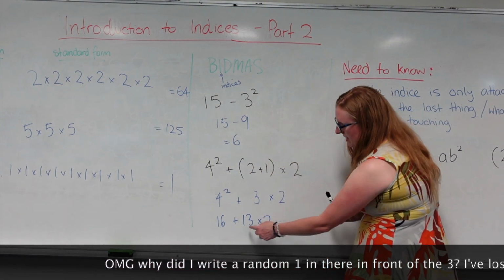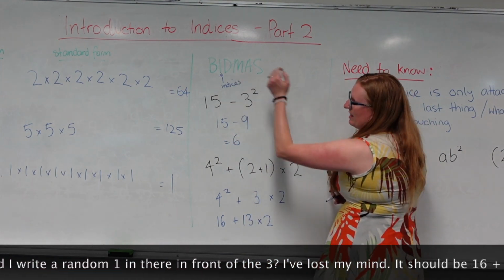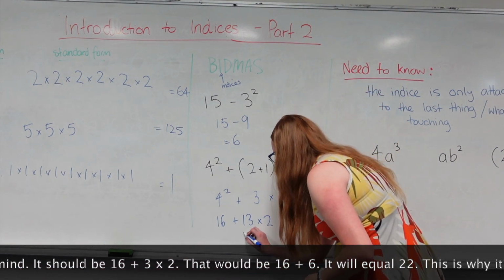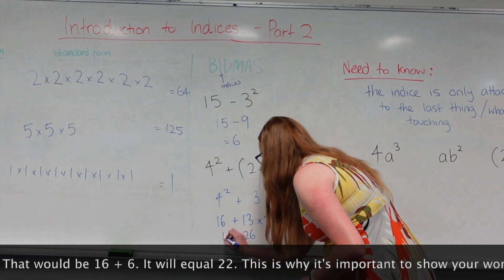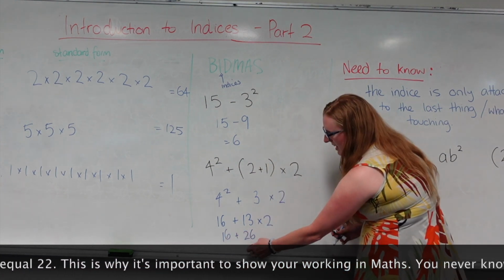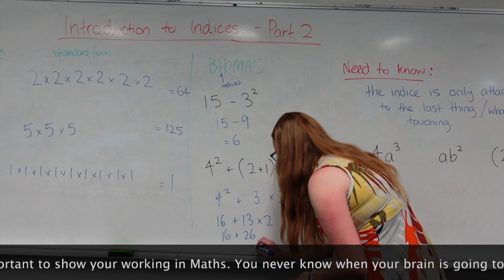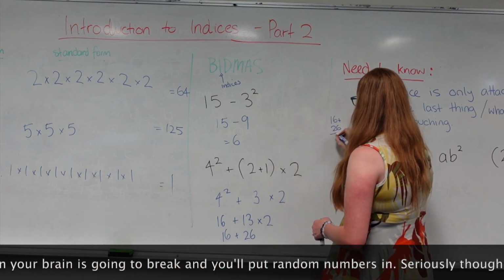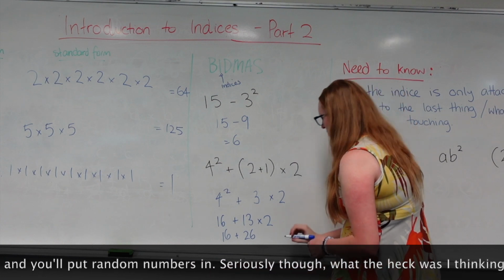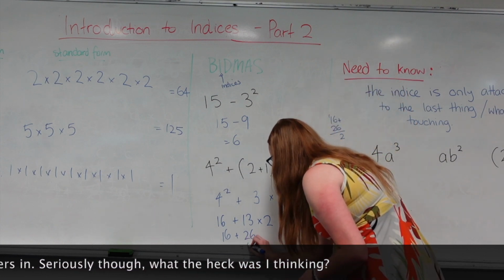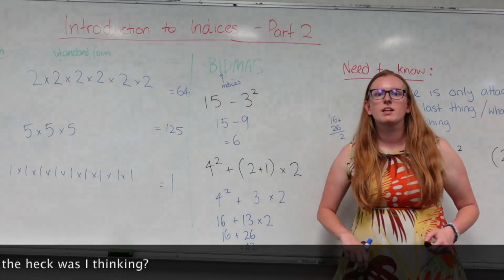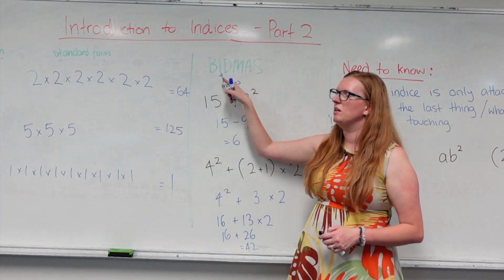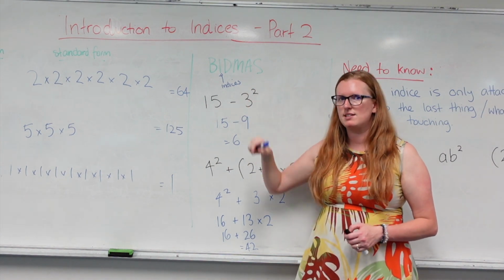Okay, so now next up, there's no division. Next up is multiplication. So 3 times 2 gives me 6, plus 16. Then I'm going to be adding those two together. 16 plus 6 is 22. Yay! And there we go. We've solved these two questions using BIDMAS, knowing that the I in BIDMAS stands for indices.